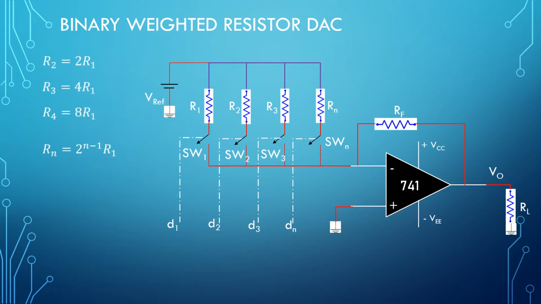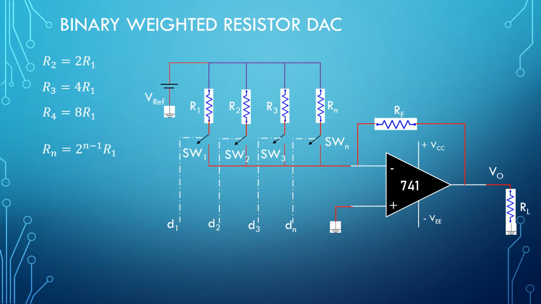So in this case, now the resistance R1 is considered as R1 itself. Now the resistance R2 is considered 2 times that of R1. The resistance R3 is considered 4 times that of R1. The resistance R4 is considered 8 times R1, and the resistance Rn is considered as 2 to the power of n minus 1 times R. Spending some more time on this circuit compared to the weighted resistor DAC.